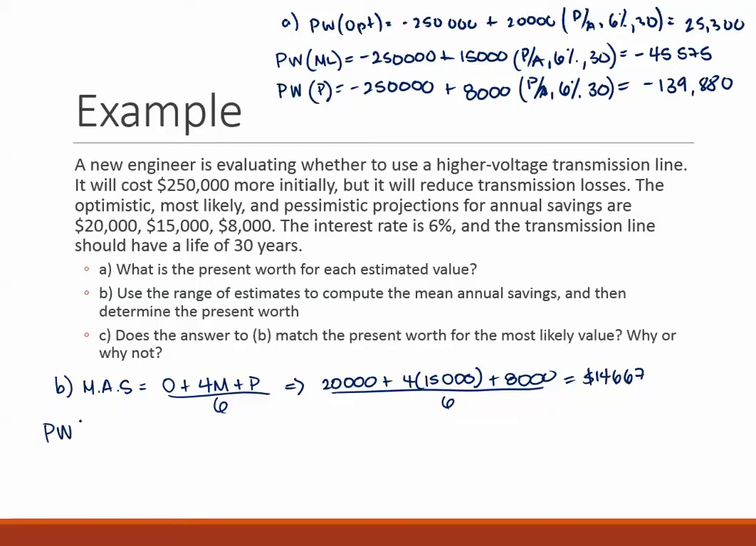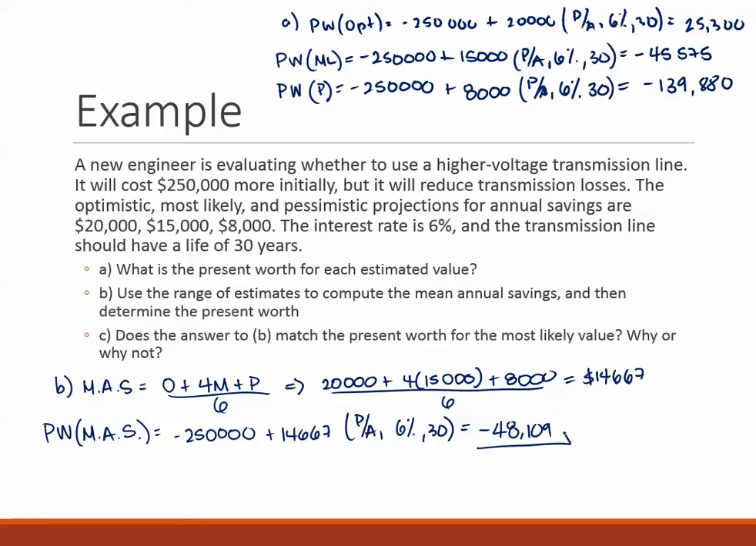So now we're going to do our present worth using this number. So present worth using the mean annual savings, and this is going to be negative 250,000 plus this 14,667, P given A, 6% for 30 years, and this gives me negative 48,109.